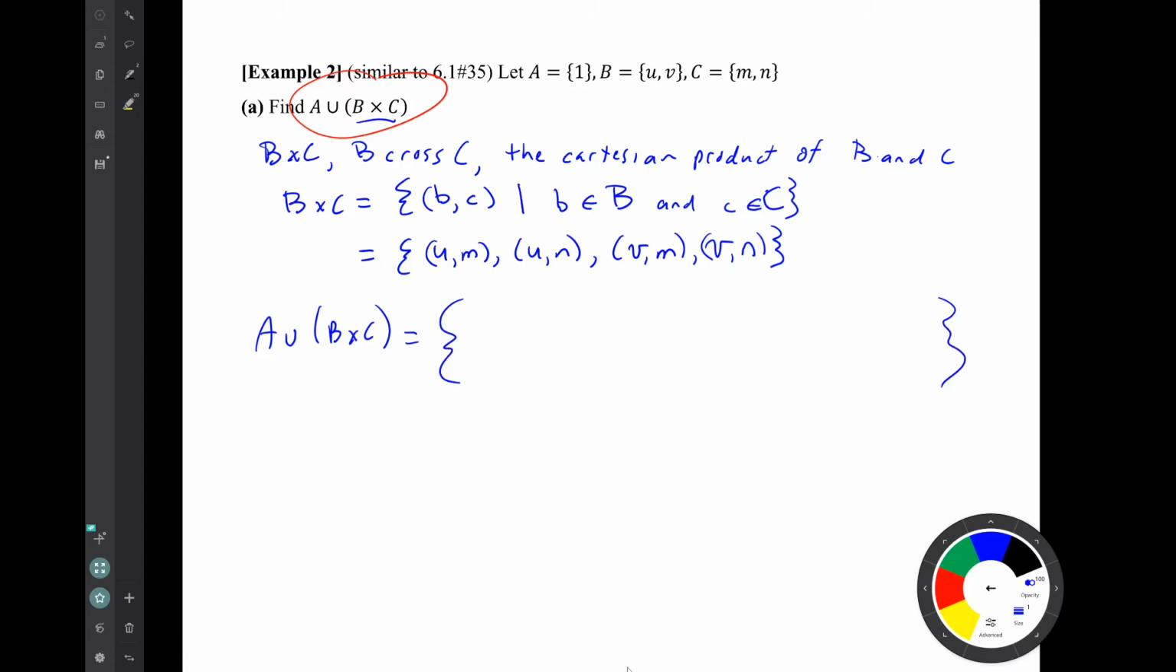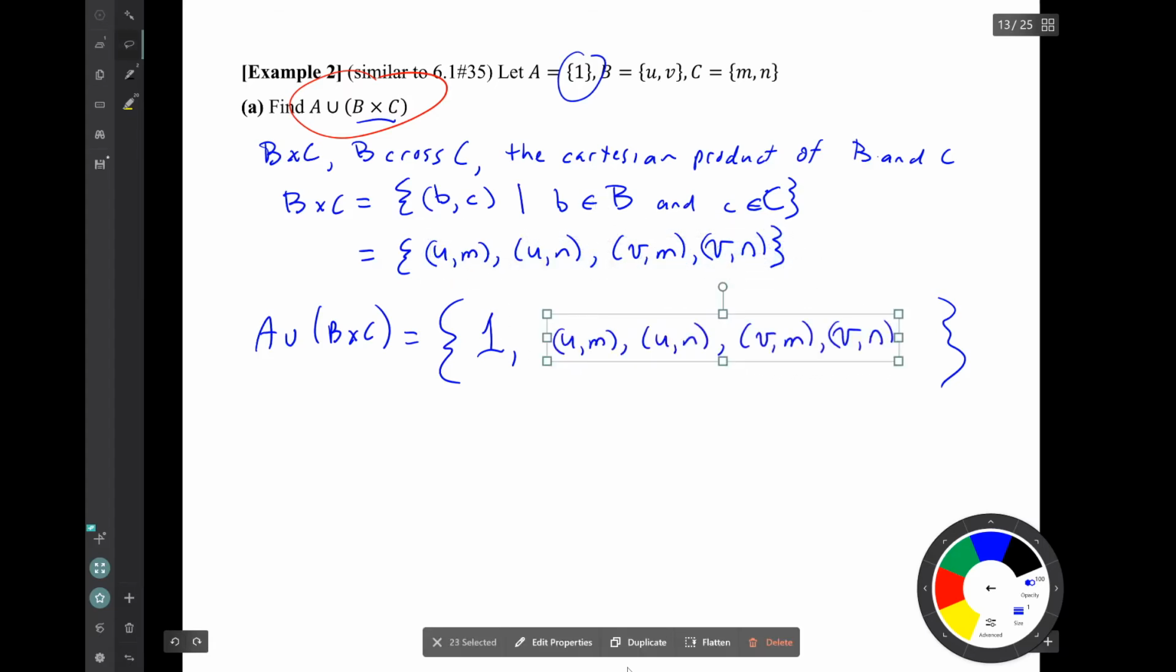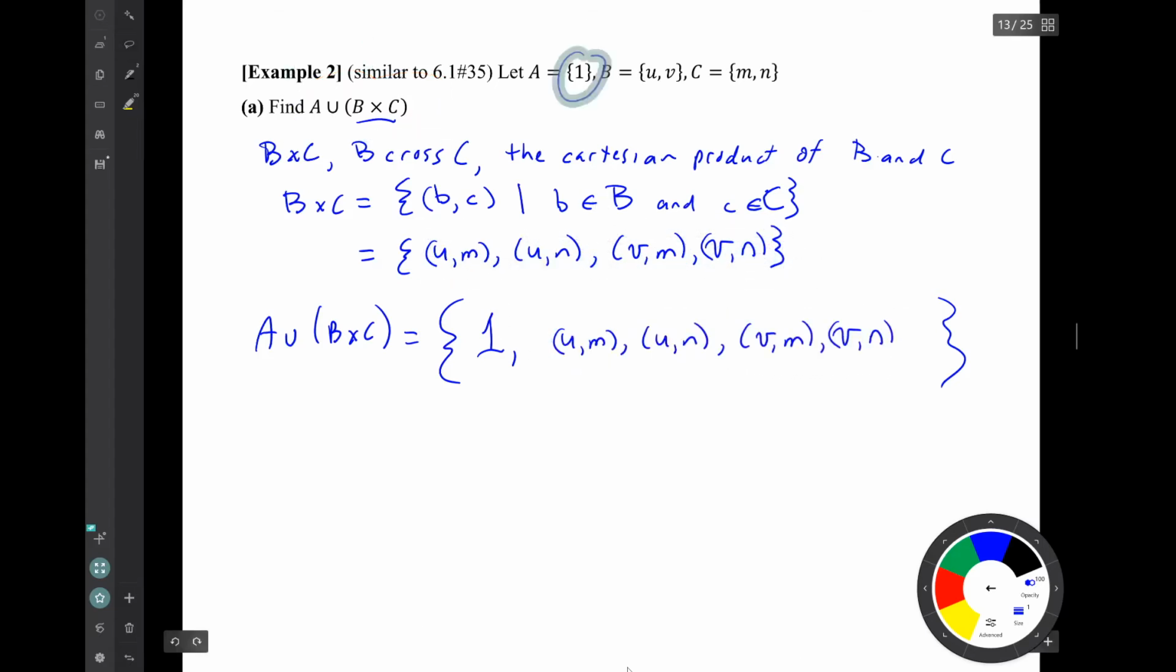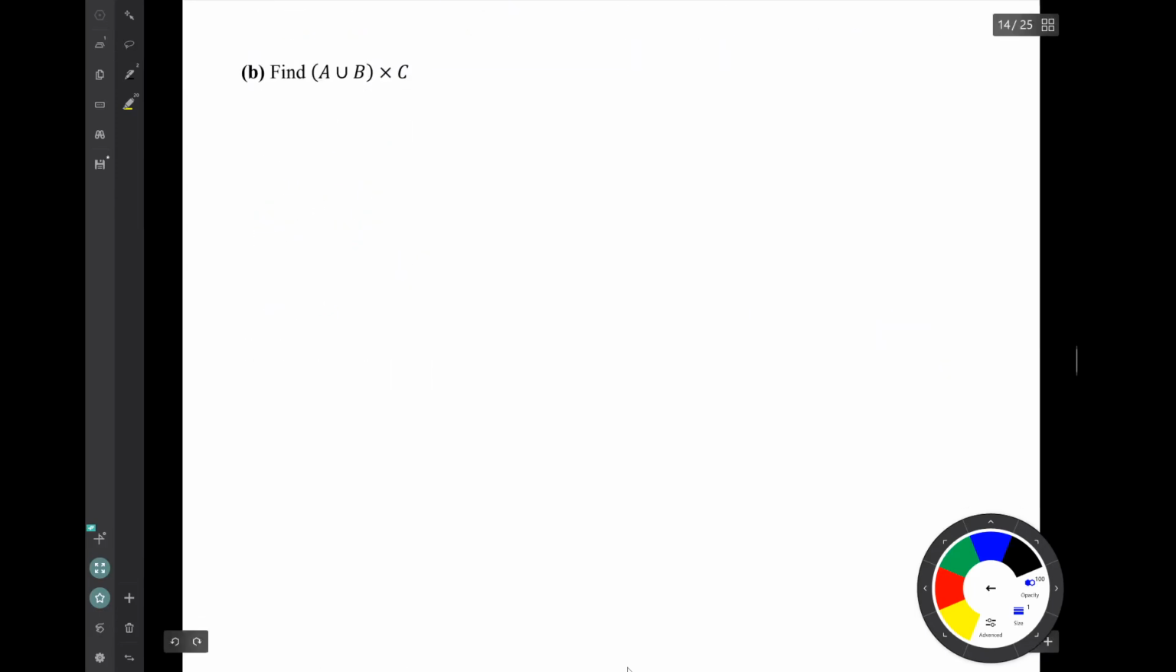It consists of all of the elements of the universal set that are elements of A or that are elements of B cross C. So let's see, A only has one thing in it. So we put that thing in. And then B cross C has all of these things. So let's just grab all those, copy them, and move them down. So there is A union B cross C.